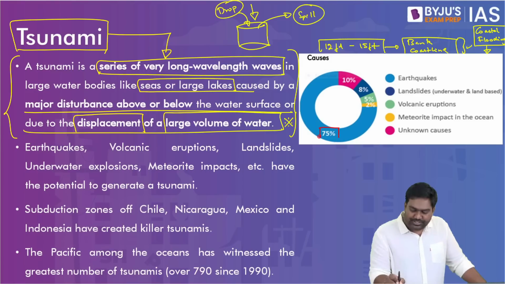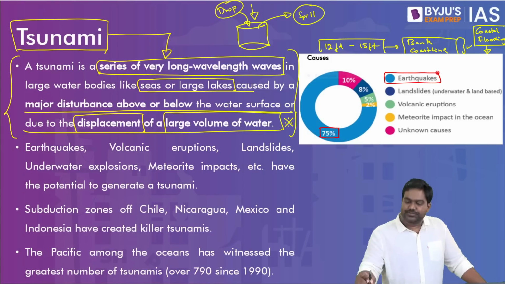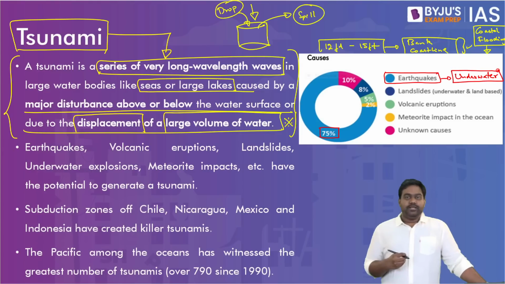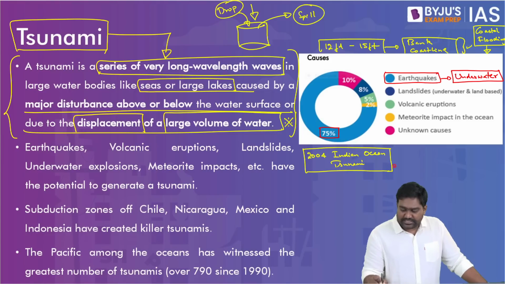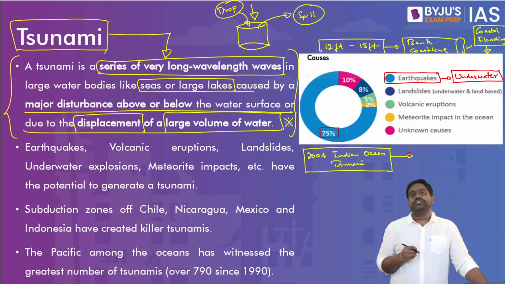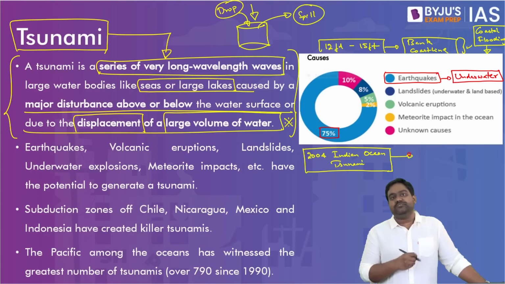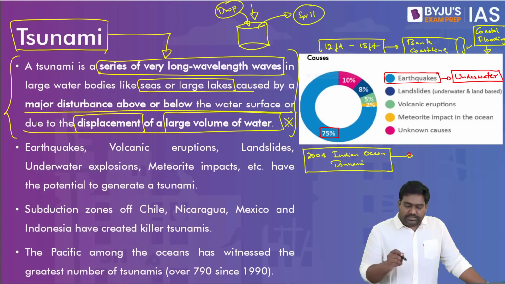Now, if you look at this diagram given here, this infographic, most of the tsunamis that we have experienced in the last few centuries have been triggered by earthquakes. Underwater earthquakes are the primary reason responsible for triggering a tsunami. The best example, the best case study would be the 2004 Indian Ocean tsunami. I'm sure all of you would have heard about it. Some of you would have experienced it as well. The 2004 Indian Ocean tsunami happens to be one of the biggest tsunamis we have witnessed in several decades. This tsunami was triggered by a massive earthquake that occurred at Sumatra in Indonesia.